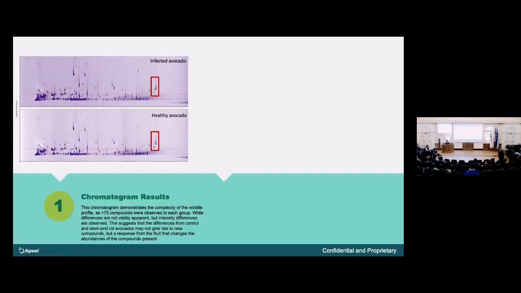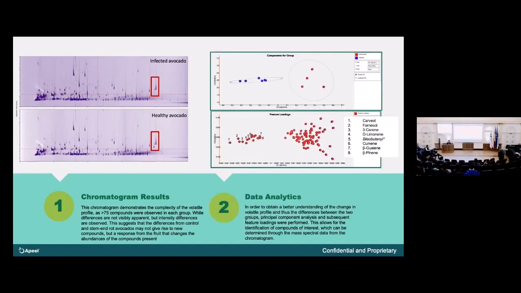So again, super complex. And in all honesty, I was hoping to have that one peak pop out and be like, oh, yay, this is infected. That wasn't quite the case. Maybe if you squint real hard in the red box, you can see a little bit of differences. And so because we didn't see that one specific spot, we started to do more complex chemometric analysis. And this is where we started to use ChromCompare Plus.